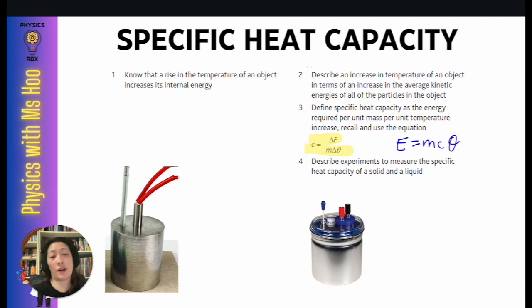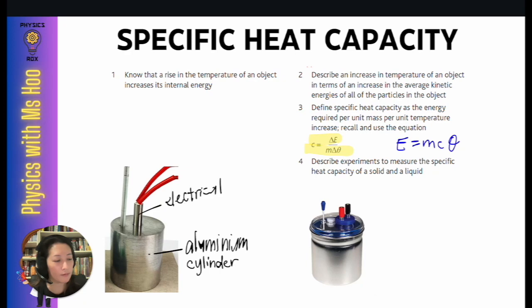You also need to be able to describe experiments to measure the specific heat capacity of a solid and liquid. So the experiment for specific heat capacity of a solid usually involves the aluminium cylinder. So we have the aluminium cylinder, which comes with two holes. The larger hole is where we place the electrical heater. And the smaller hole is where we place the thermometer.